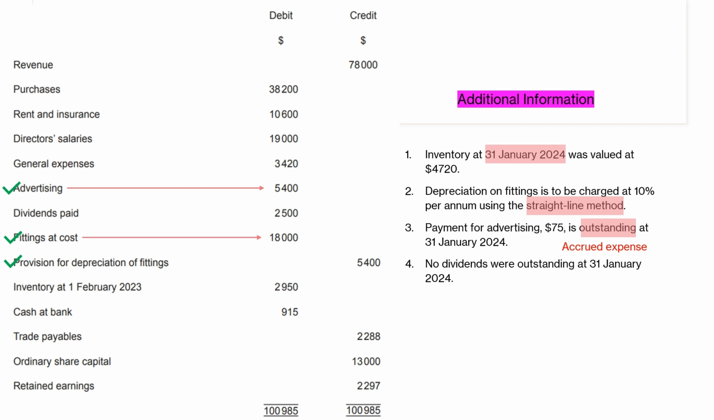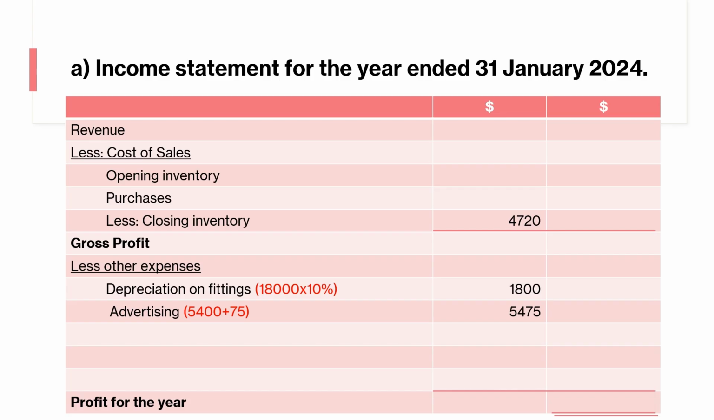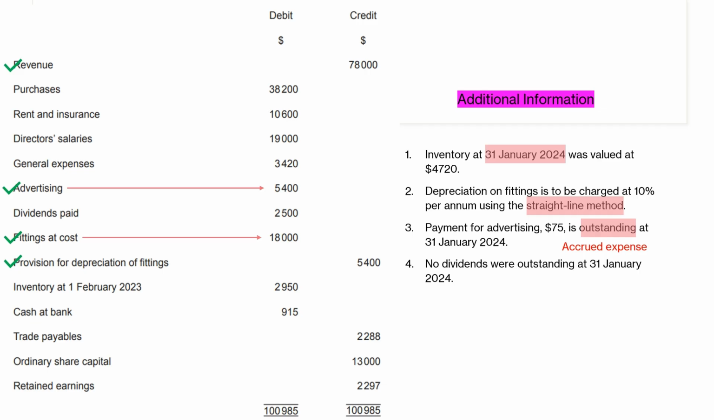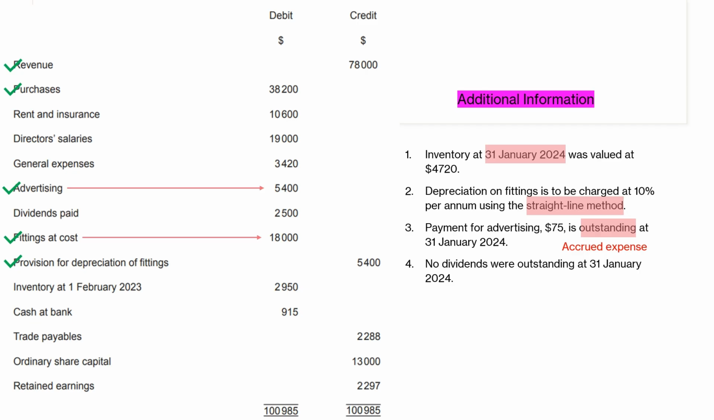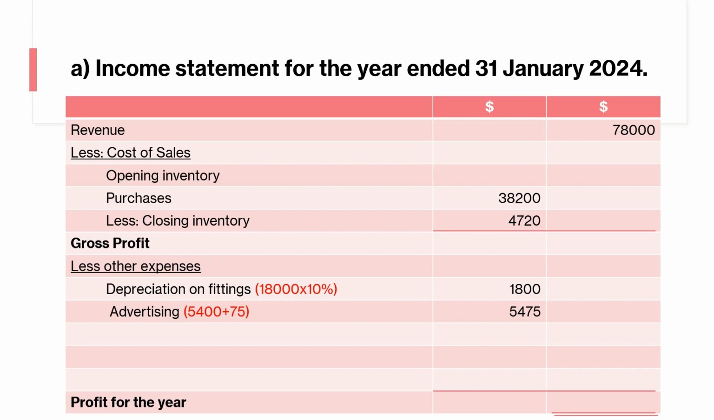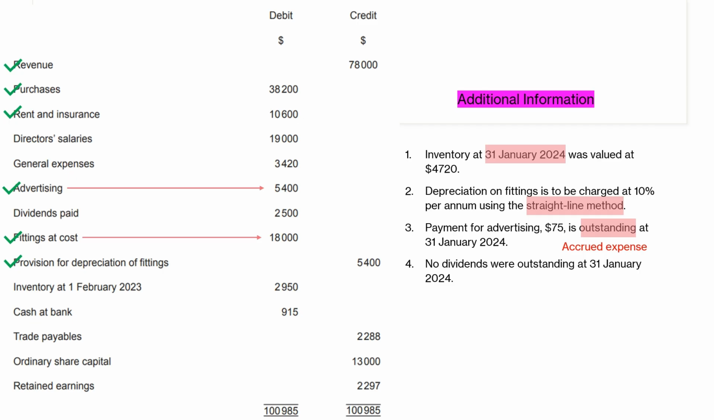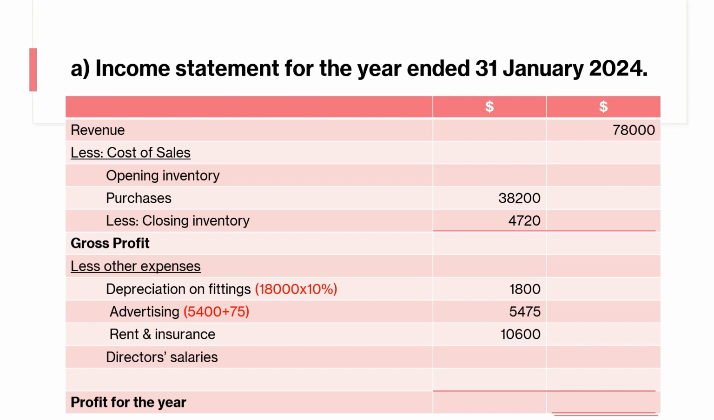So first we have revenue, 78,000. We can record that, 78,000. Then purchases, 38,200. We can record it in the income statement, 38,200. Rent and insurance, 10,600. That goes under other expenses in the income statement. Director's salary, 19,000. It's also an expense, so it goes in the income statement, 19,000.